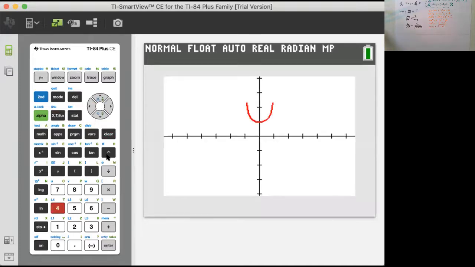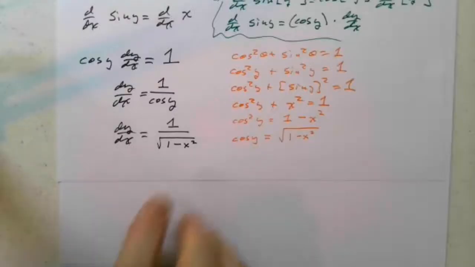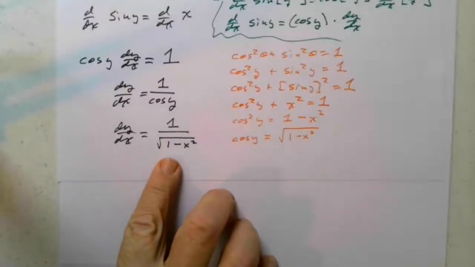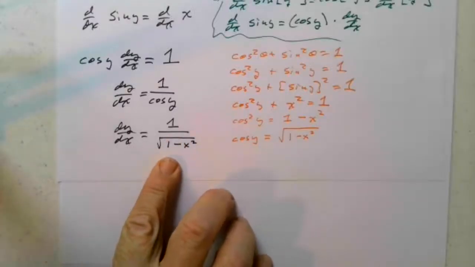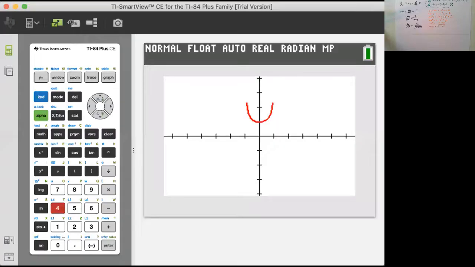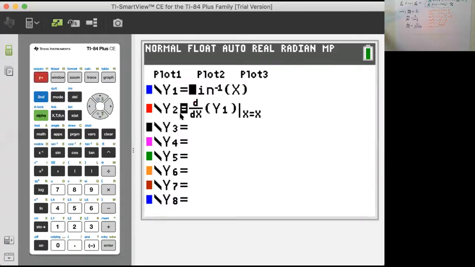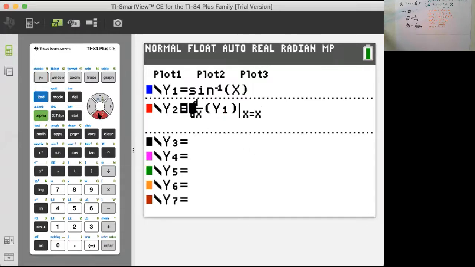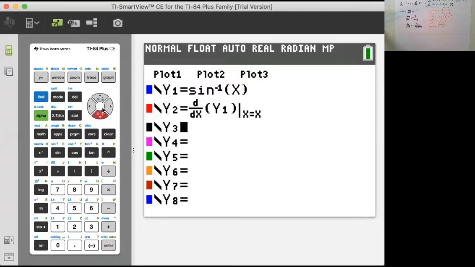What do I believe it is? I believe it's 1 over the square root of 1 minus x squared. Do I get that when I plug that into the calculator? So notice the derivative of inverse sine is red. Let me turn that one off. And I will instead graph what I think the answer is, 1 divided by the square root.